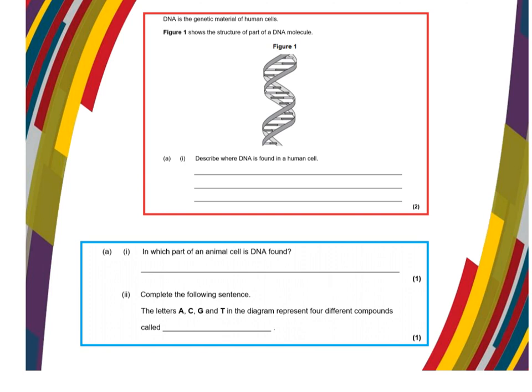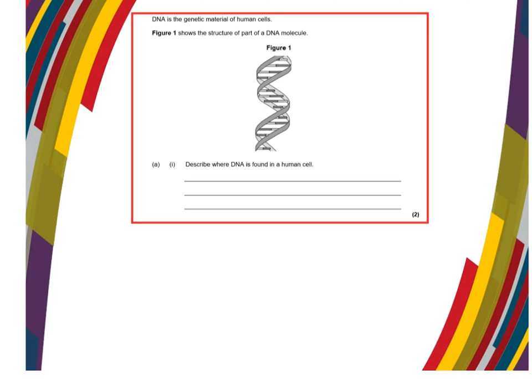Okay, so let's have a look at that very first question in the red box. The question tells us that DNA is the genetic material of human cells. And it says figure 1 shows us the structure of part of a DNA molecule. It's an important point to notice that DNA is a molecule. Sometimes in questions it's also referred to as being a chemical. Examiners sometimes put that in there to throw you, but it all means the same in this situation. So it's just DNA. Then we've got a lovely little diagram of our DNA molecule.